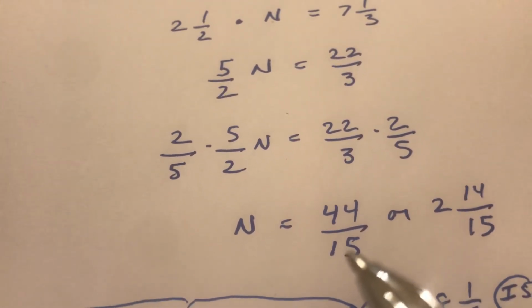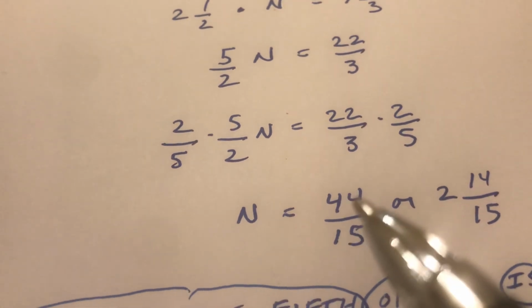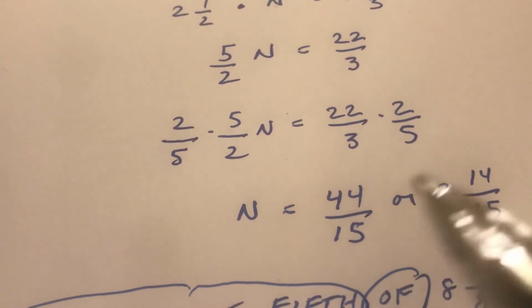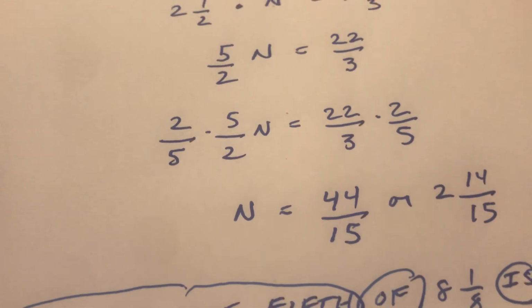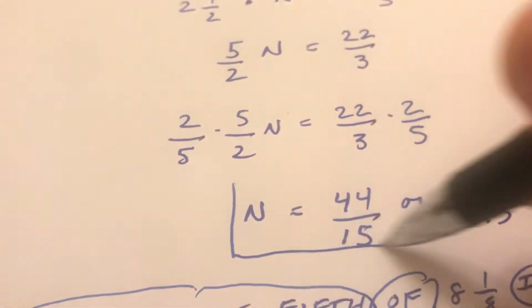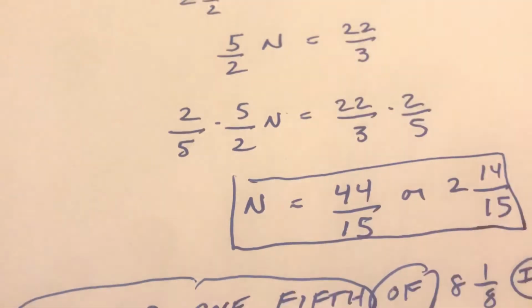Now you could write it as a mixed number. 15 goes into 44 2 times, 30, and remainder 14. 2 and 14/15ths. Done.